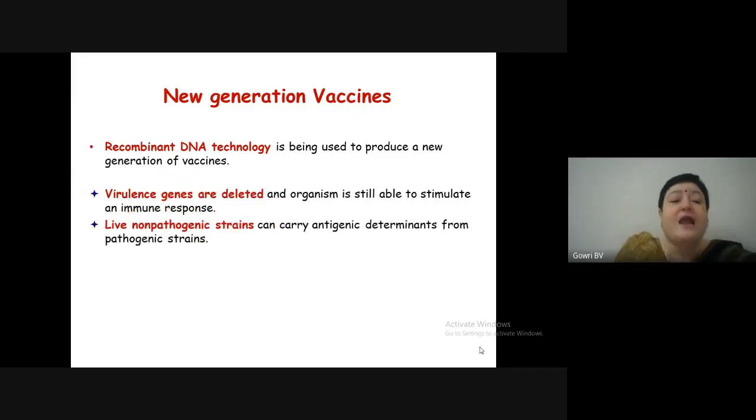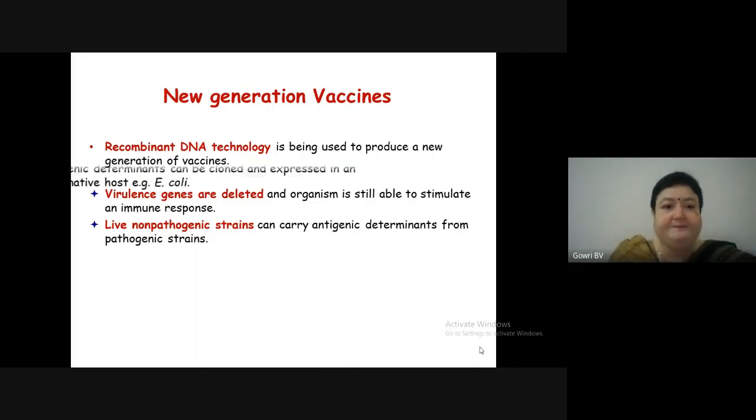So you can use live non-pathogenic strain to carry antigenic determinants from pathogenic strain. For example, hepatitis B surface antigen: the host in which you will use it is Saccharomyces cerevisiae, which is a yeast cell, and they are harmless cells. They are non-pathogenic in nature. You put the hepatitis B surface antigen in a vector, clone it in the yeast cell, and you will produce the HBsAg vaccine. So the yeast cell is a non-pathogenic form. So definitely we can ensure safety of the personnel who are receiving the vaccine.